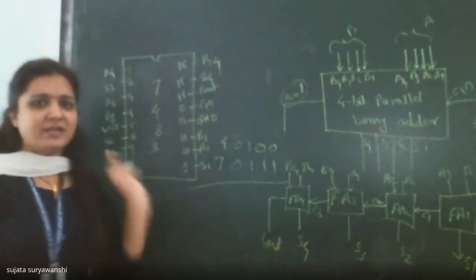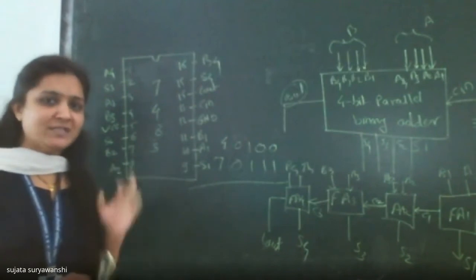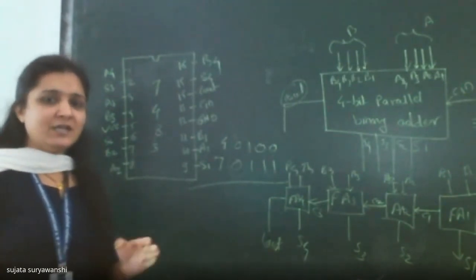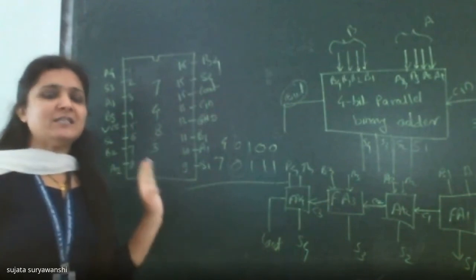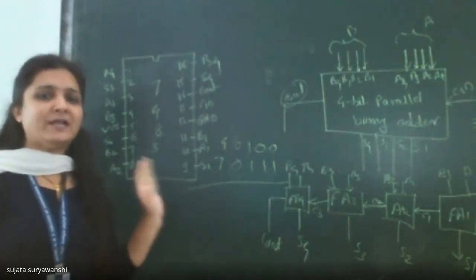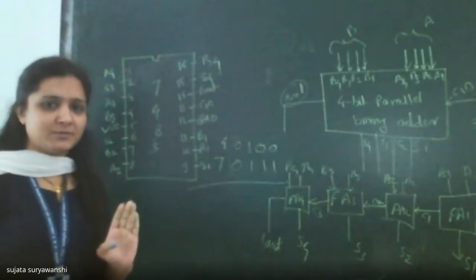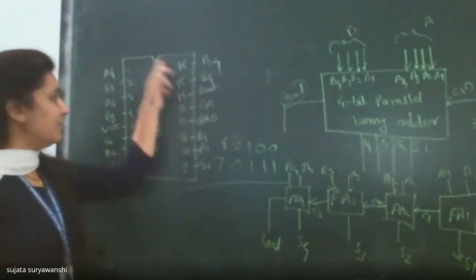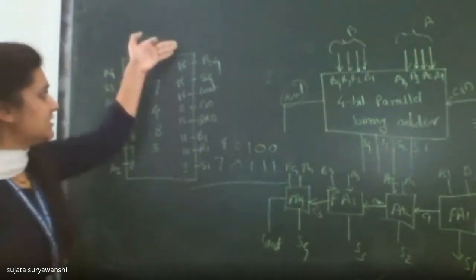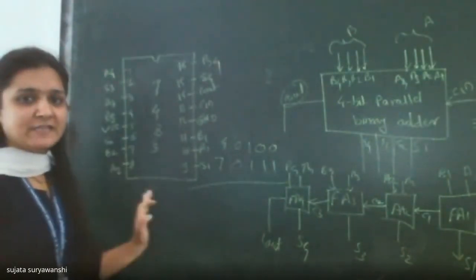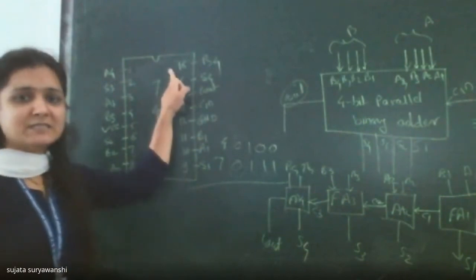Okay, after that you can see this is the pin diagram of IC 7483. You should know the name of this IC. What is the name of IC 7483? It is a 4-bit parallel binary adder. With the help of this IC, we can add any two 4-bit binary numbers. Okay, so this IC has a total of 16 pins. In this IC 7483, total 16 pins are there.